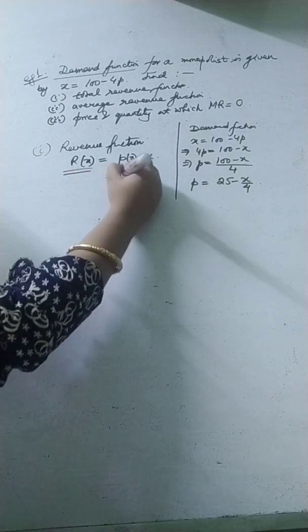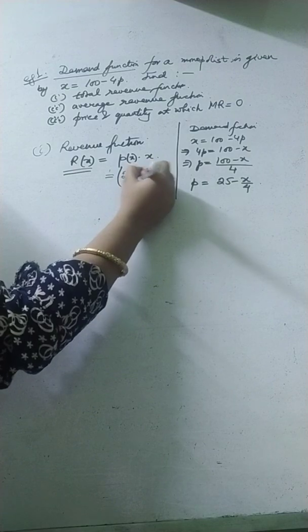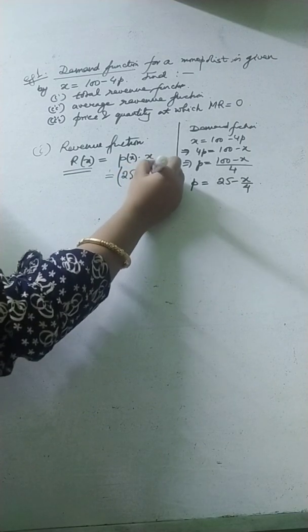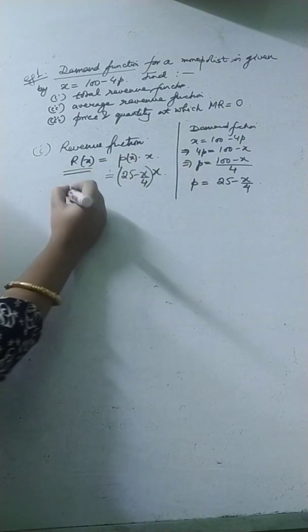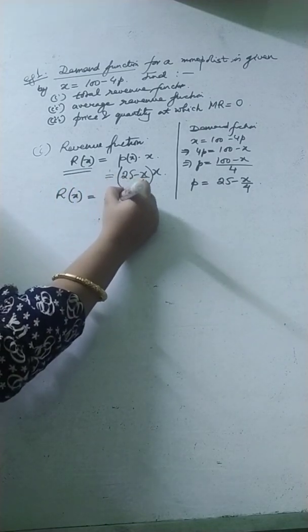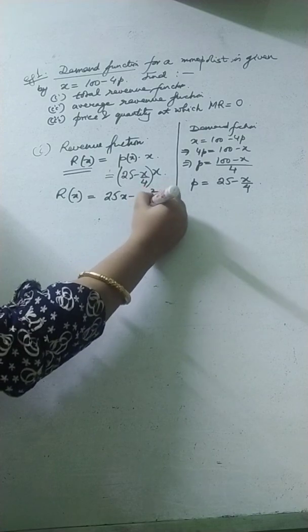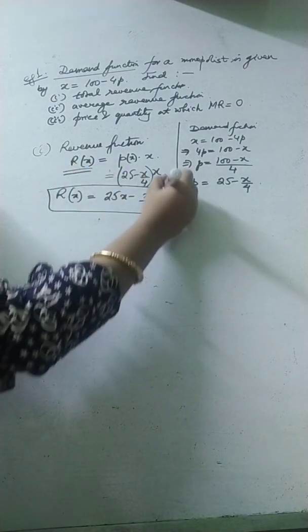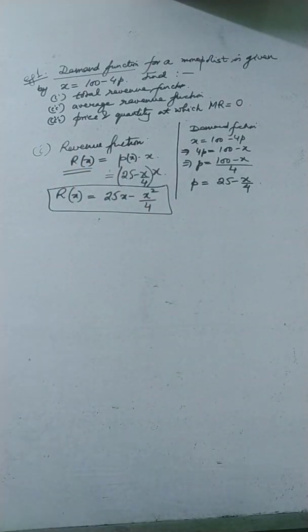So we will replace it over here: (25 - x/4) times x. In other words, the revenue function R(x) is given by 25x - x²/4. This is your answer. It has to be an expression in x.